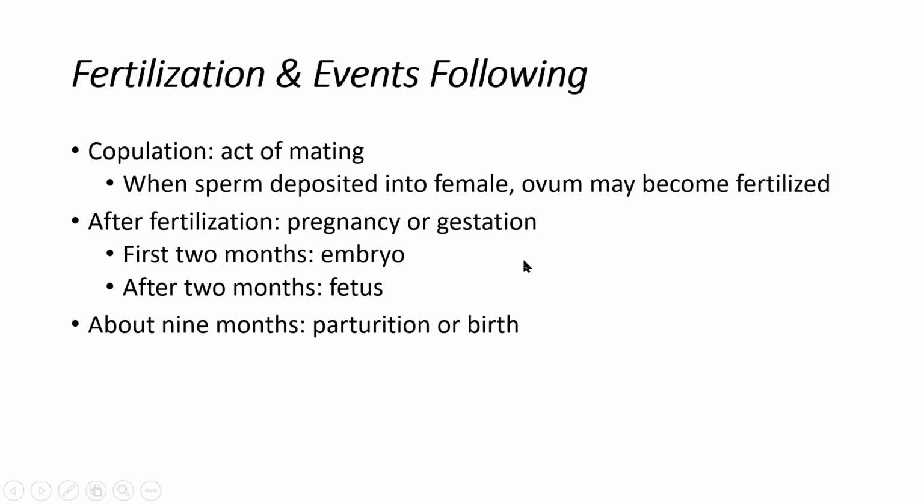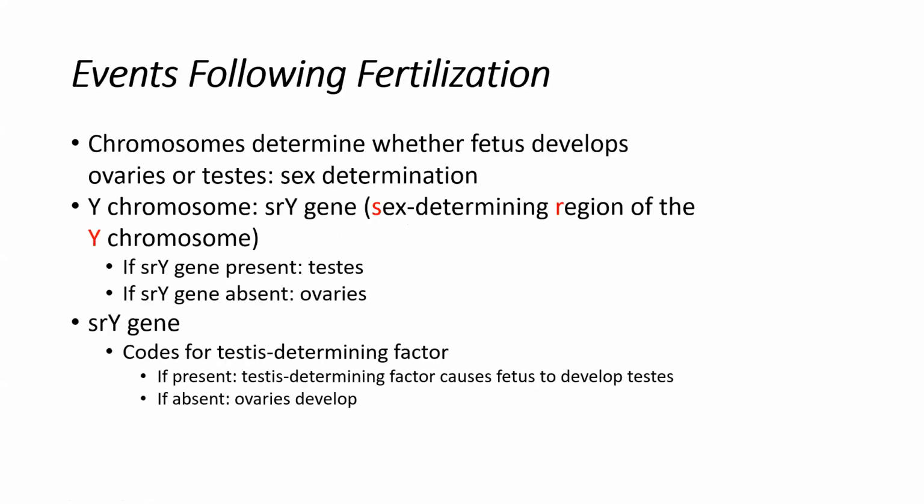Okay, so these are the events that follow fertilization up until the delivery of the infant. Let's speak here about the sexual differentiation of male and female. Chromosomes are the genetic material that determine whether a fetus develops into a male and has testes, or develops into a female and has ovaries. We call this process sex determination.